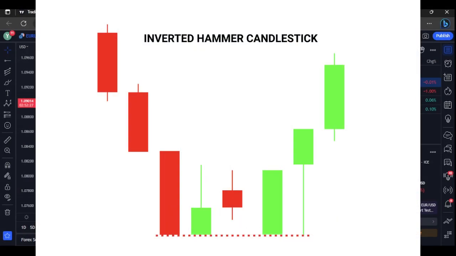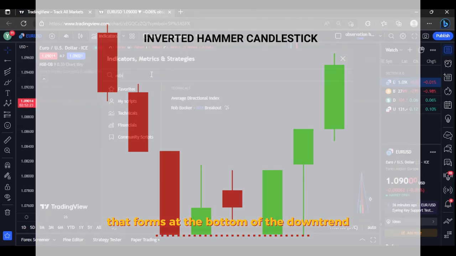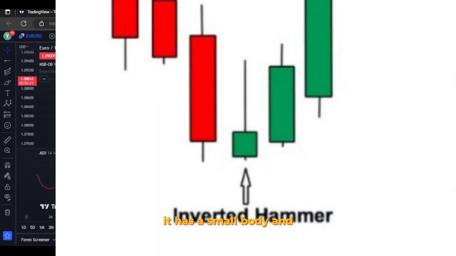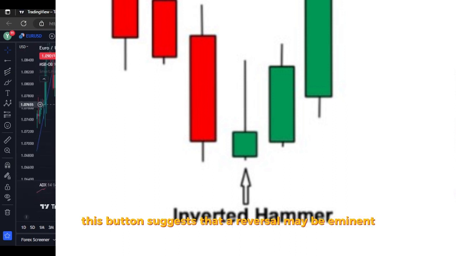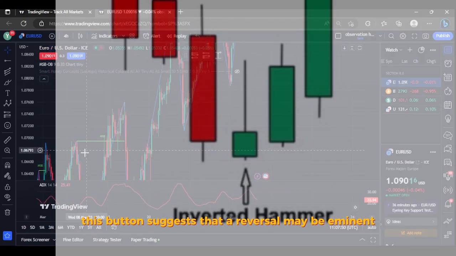Inverted hammer. The inverted hammer is a bullish reversal pattern that forms at the bottom of a downtrend. It has a small body and a long upper wick, indicating that sellers pushed down the price but buyers stepped in and pushed it back up. This pattern suggests that a reversal may be imminent.